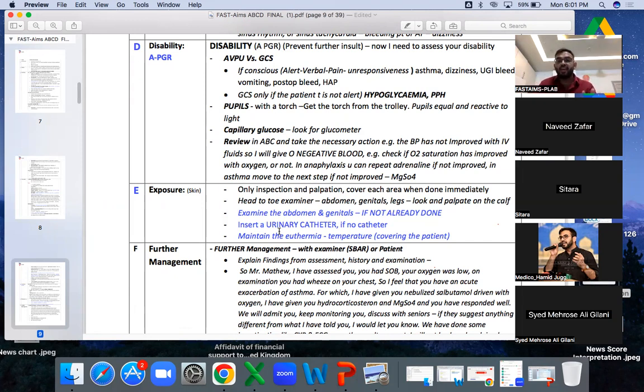Okay. So here you will examine the abdomen and genital part. You will insert any catheter. If no catheter is there, you will say, I will put the catheter if required. You will maintain euthermia. Why have I put euthermia? Because if the temperature is low, you will say, I will be covering the patient, and if the patient's temperature is high during the exposure. Why is it important here? Because there is a scenario of acute limb ischemia. In that ischemia, you will be needing that.